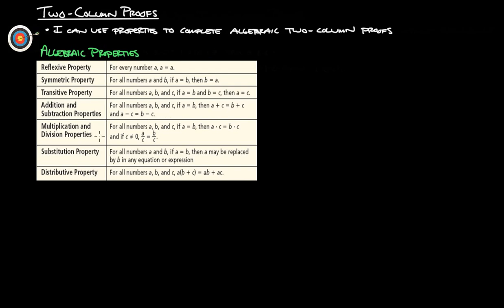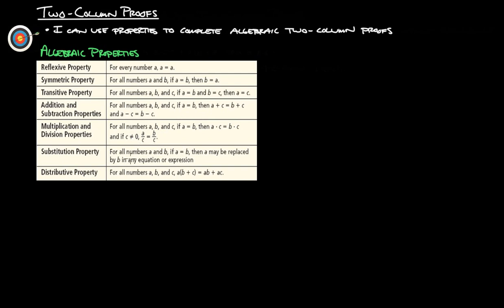Multiplication and division properties: for all numbers A, B, and C, if A equals B, then A times C has to also equal B times C, and then also A divided by C has to equal B divided by C, just so long as C is not equal to 0, because we can't divide by 0.